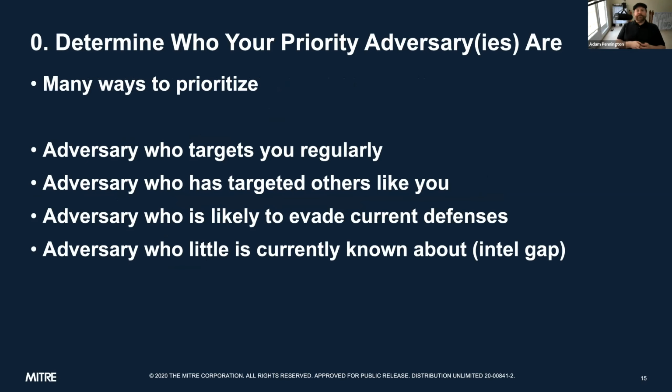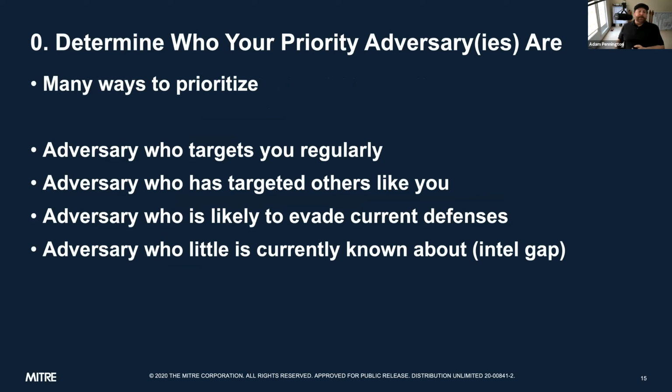So to start with, we need to determine who our priority adversaries are. And how you do this is going to depend a lot on your own organization and concerns. It could be something as simple as an adversary who targets you regularly. If you've got some adversary that every 6 weeks, like clockwork, spear phishes you, might be a good one to prioritize. You're going to have opportunities in the future.